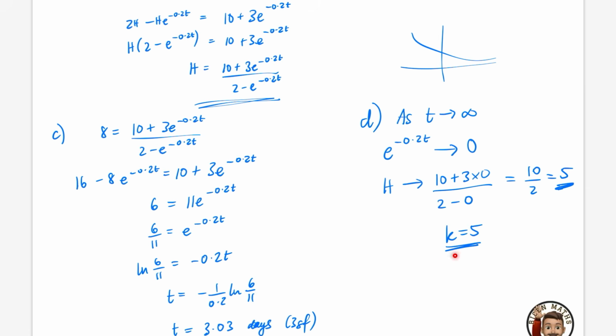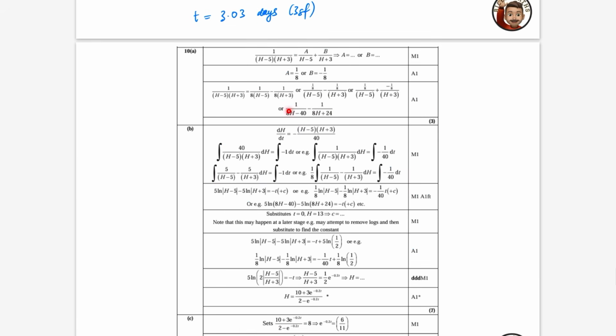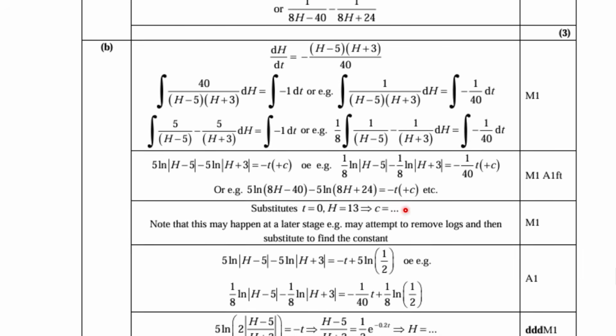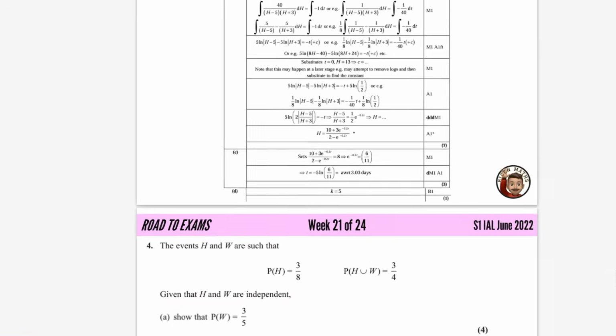It will fall to 5 meters, but according to the model, it won't be able to go any lower than this. Notice the different ways you can present it. I probably would most commonly accept it like this, but you could have it like this too. That was the show that kind of thing, which we knew we could do. We got the 3.03 days, and we got that k was equal to 5.